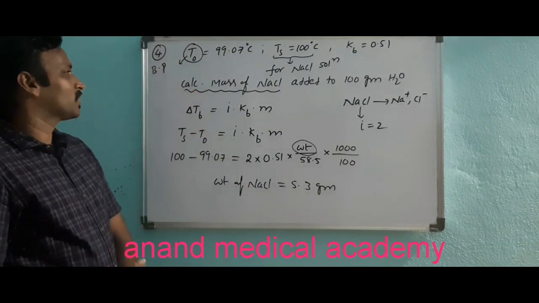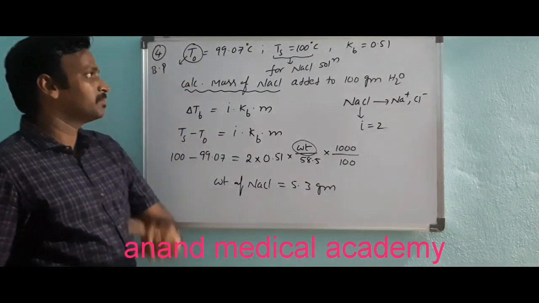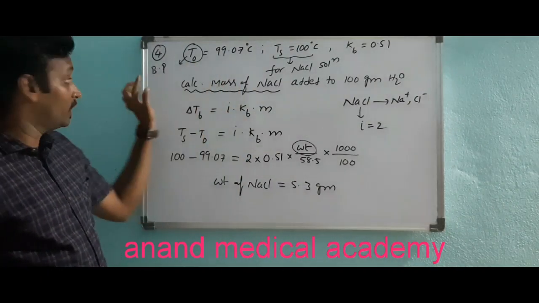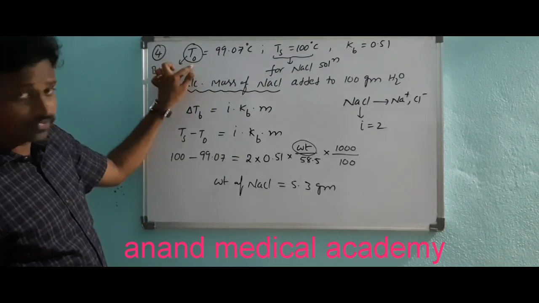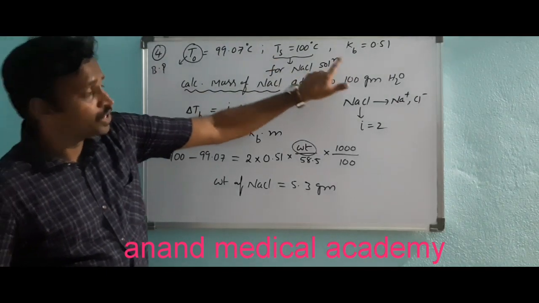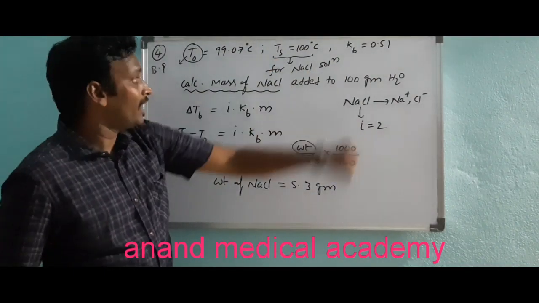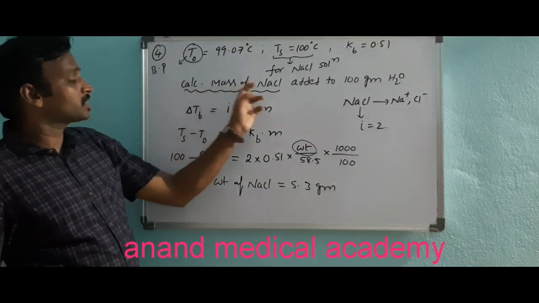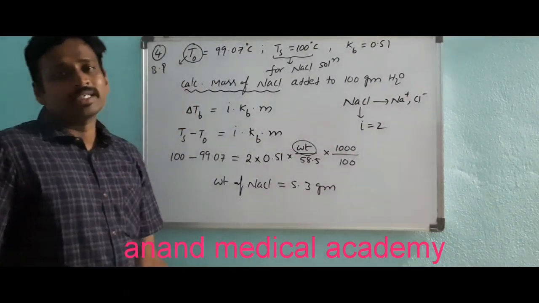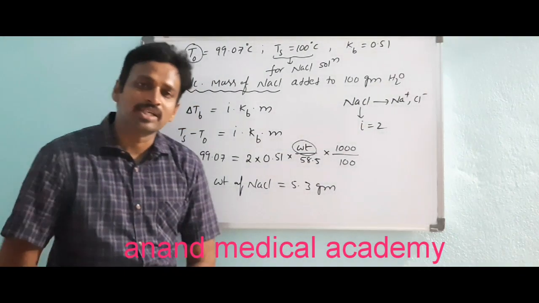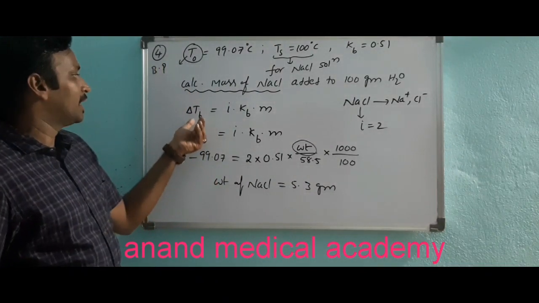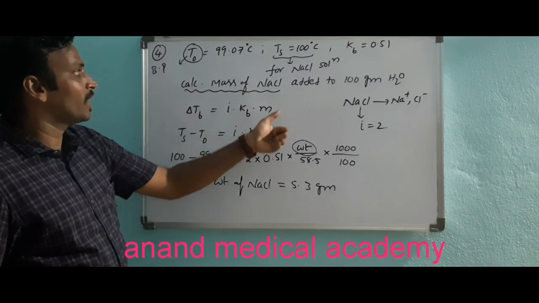Okay, so that is about our next numerical. I'm telling you one more time. Boiling point of pure solvent was given. Boiling point of NaCl solution was given. Kb value was given. And it is asking the mass of NaCl required to add to 100 grams of water. Certainly this is the elevation in boiling point. The elevation in boiling point relation, you know, is delta Tb equals i into Kb into m.